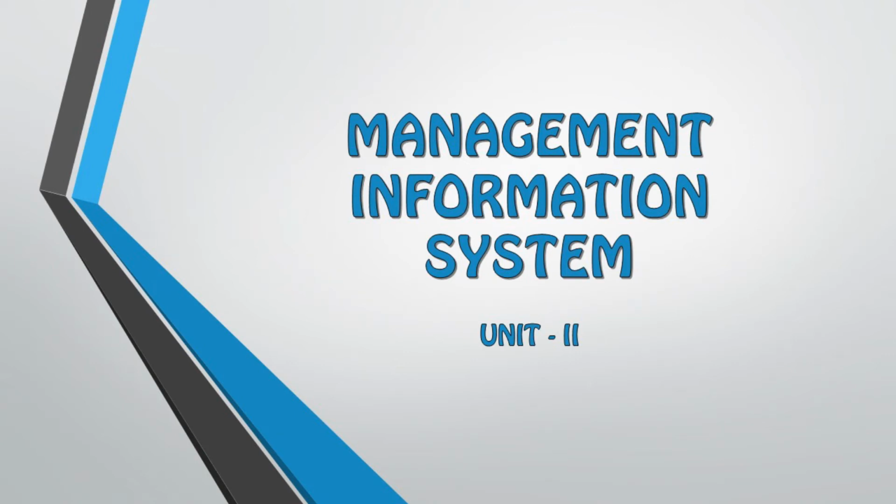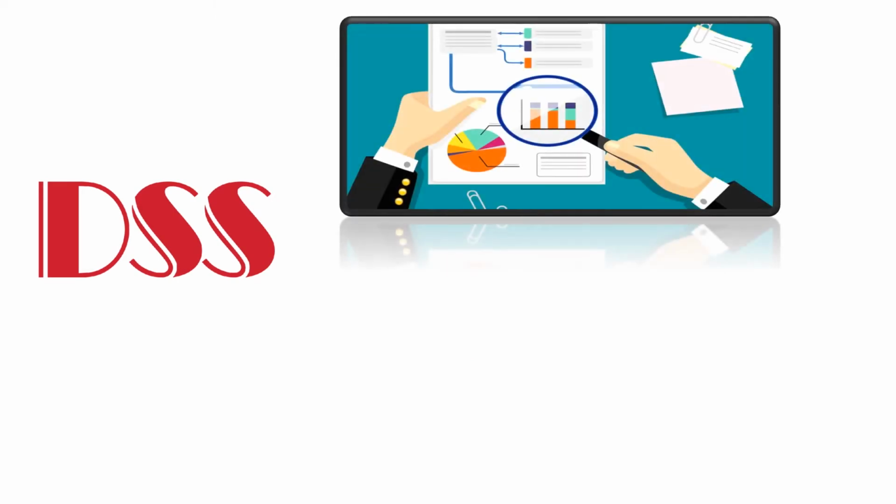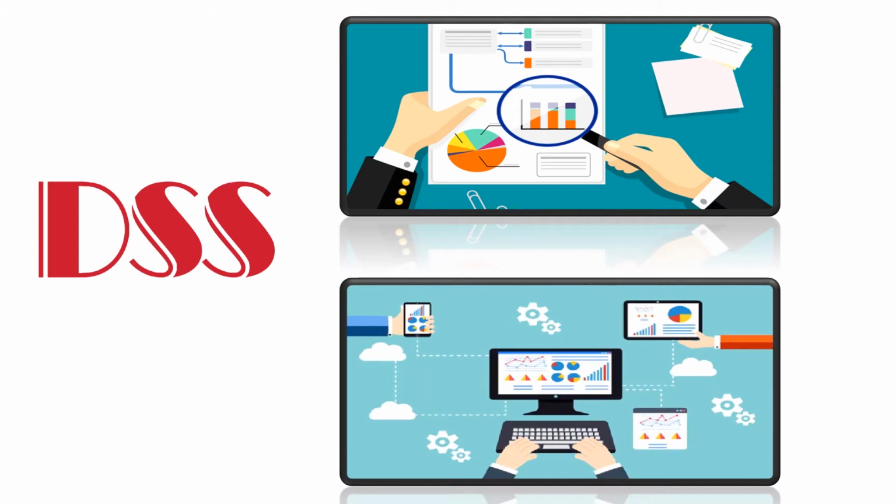Hello everyone. In the last video, we discussed various characteristics and components of DSS. Now, we will discuss various types and functions of DSS. As we have discussed, the decision support system helps the user to analyze the data and arrive at a particular decision that is good for the organization.